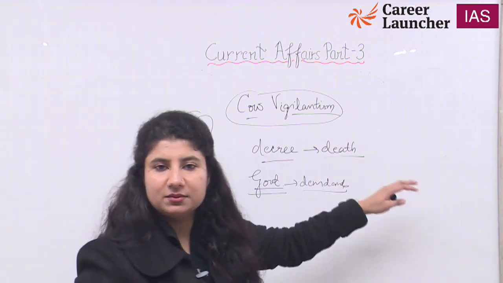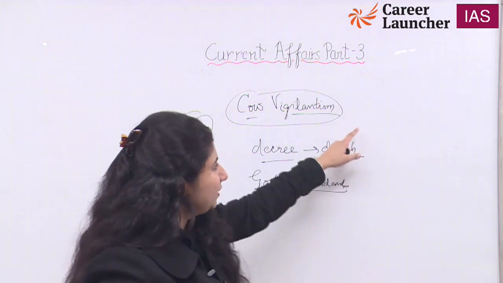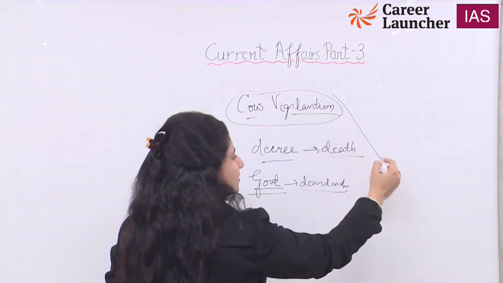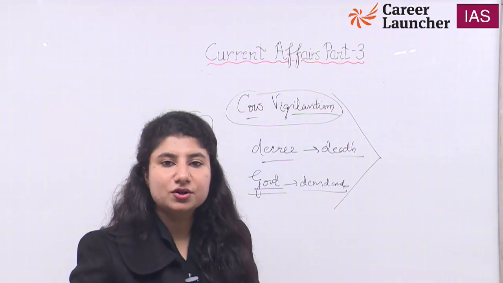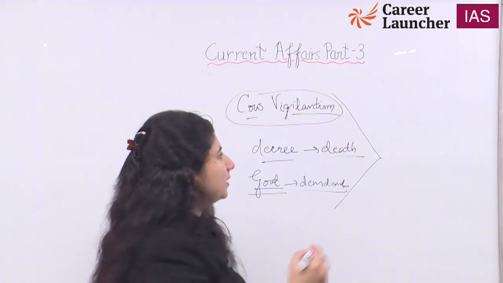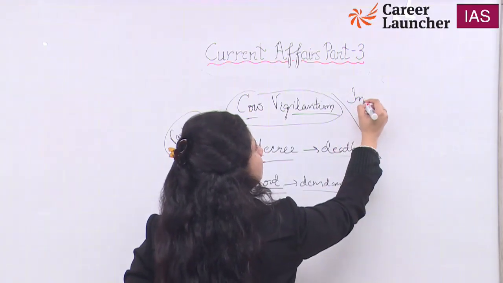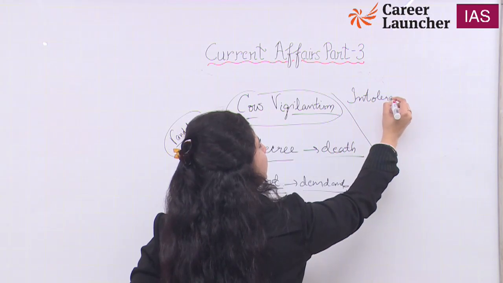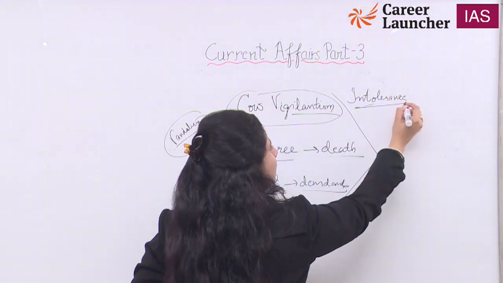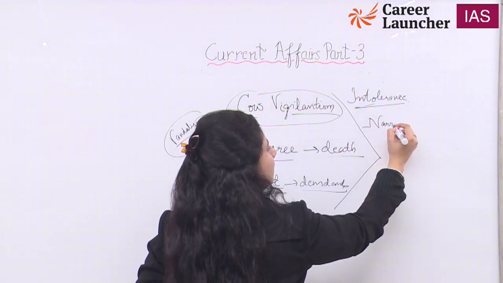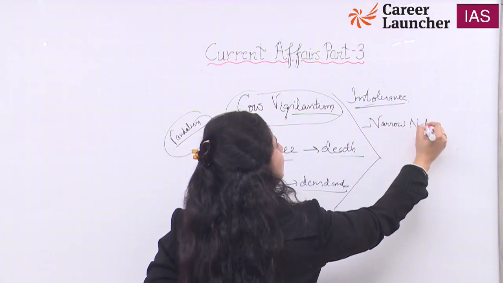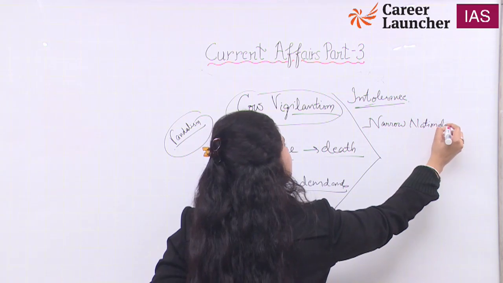So why are these things, even cow vigilantism and vandalism, growing? Leaving the political masala aside, we need to understand that in our society, due to certain factors or certain actions of the government or the people in power, intolerance is on the rise. One is intolerance, second is narrow nationalism. I am superior, you are inferior.